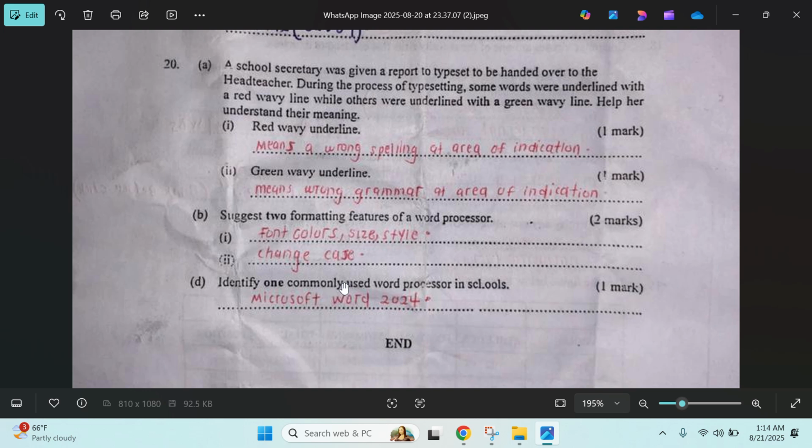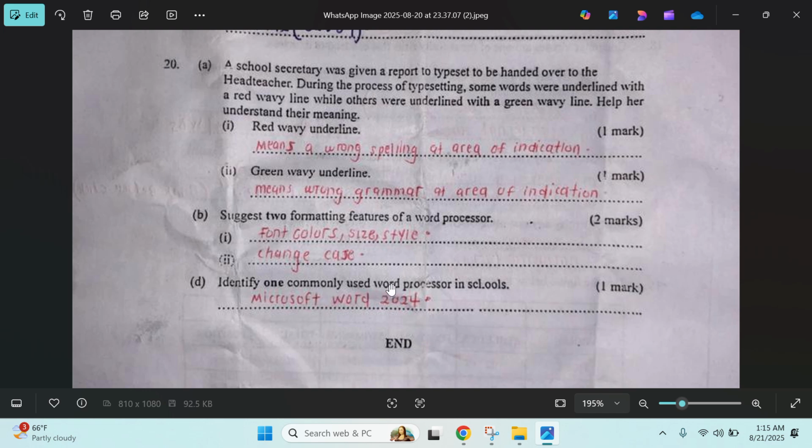Unlike editing features that change the entire look of a text, they change the entire text completely. Editing features can include spelling checker, what else? Grammar checker, find and replace, etc. And part D of number 20.